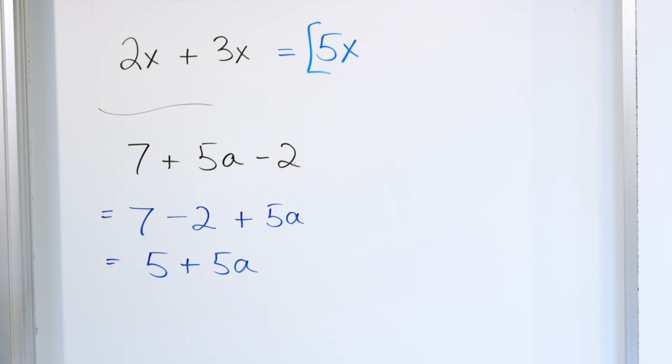Now, you might want to add these. You might want to combine them and write 10 down or something, but you can't, because this is like 5 horses plus 5 nothings, 5 buffalo or something. And it doesn't make sense and you can't combine them.